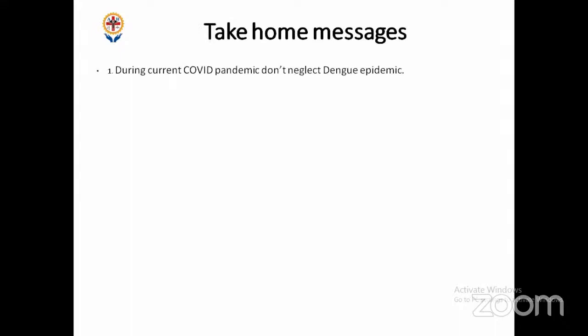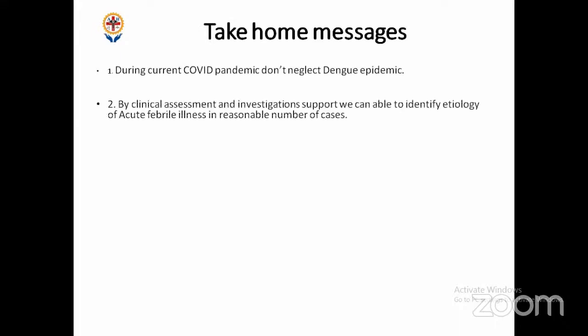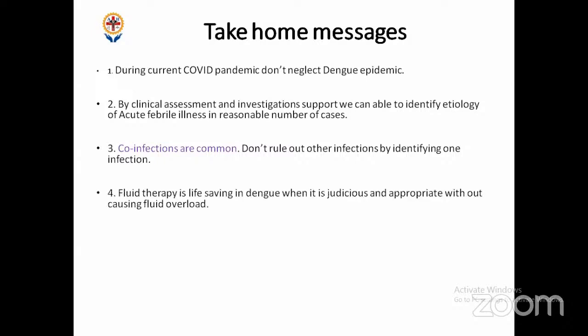So don't neglect dengue, thinking of only COVID. By assessment and investigations, we can easily differentiate acute febrile illness into the diagnosis. And co-infections are common. Try to figure out whether you are dealing with a co-infection when you have already diagnosed one infection. And fluid therapy is the only therapy which can save a dengue child. No other therapy, no inotrope is going to save any dengue child.